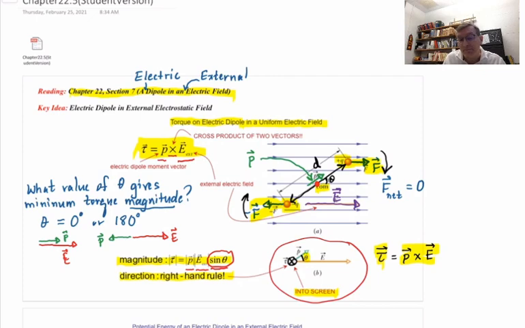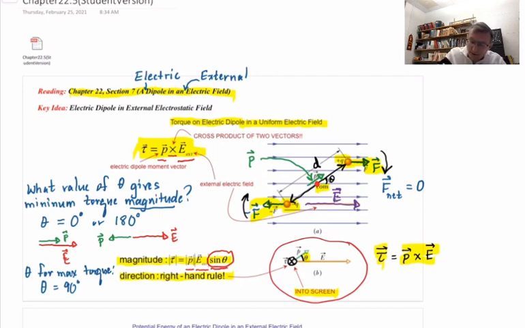Here's another question. What angle, theta, between P and E gives you the largest torque magnitude, the largest tendency to rotate? So what's the theta for max torque? What do you think about that? Did you say 90 degrees, right? Based on sine theta. Sine theta is a maximum when theta is 90.